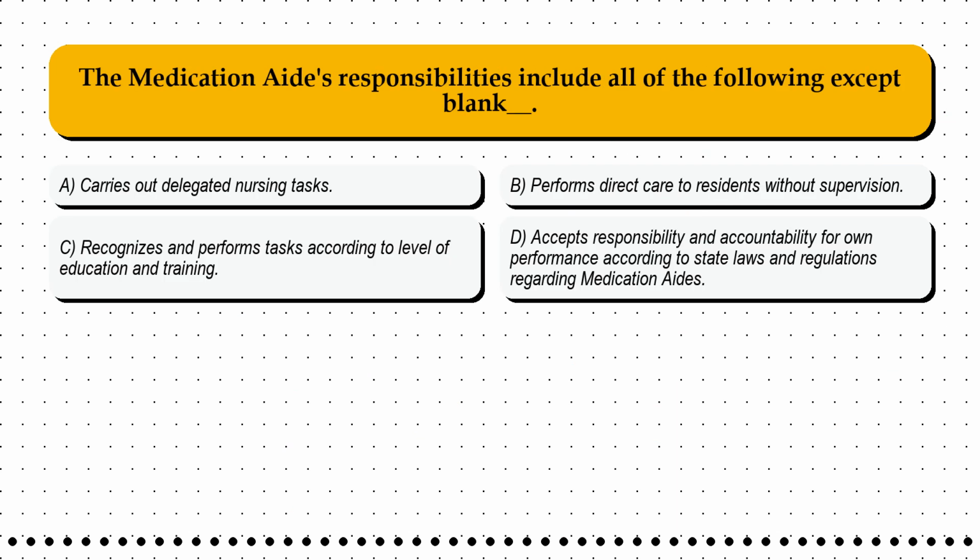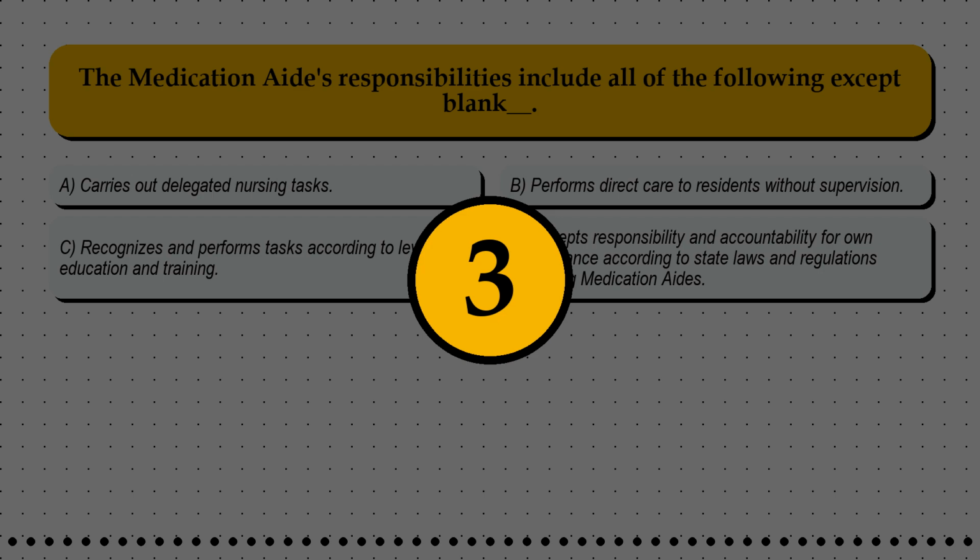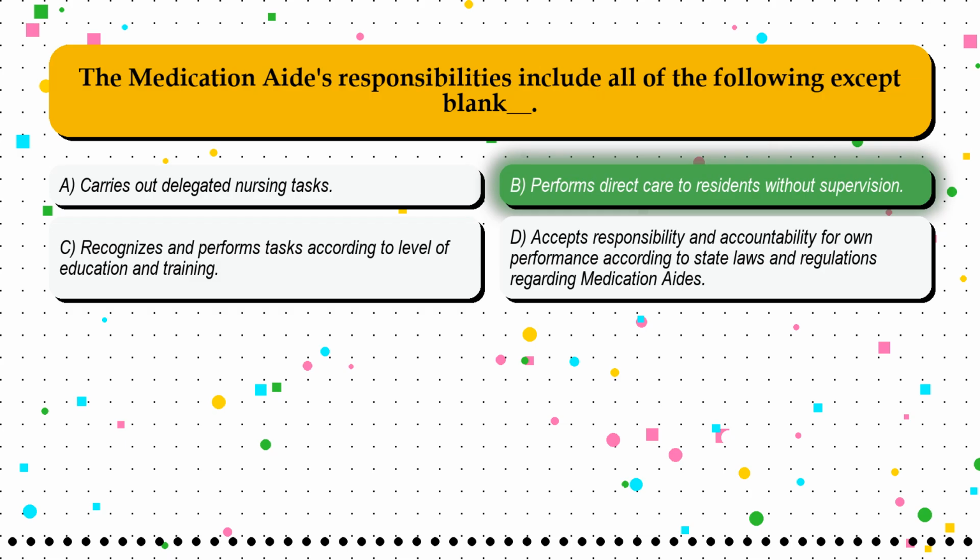Question 243. The medication aide's responsibilities include all of the following except blank. Option A, carries out delegated nursing tasks. Option B, performs direct care to residents without supervision. Option C, recognizes and performs tasks according to level of education and training. Option D, accepts responsibility and accountability for own performance according to state laws and regulations regarding medication aides. The correct answer is option B, performs direct care to residents without supervision.